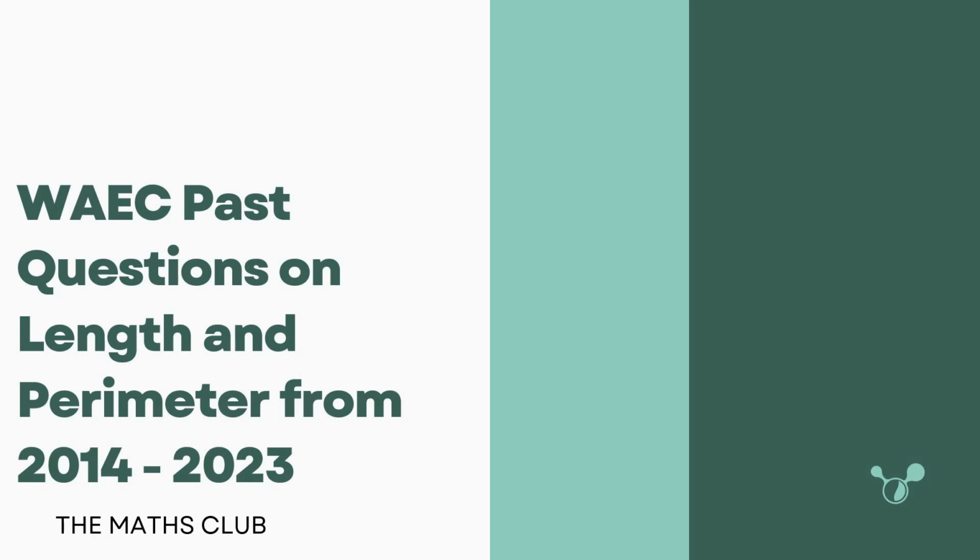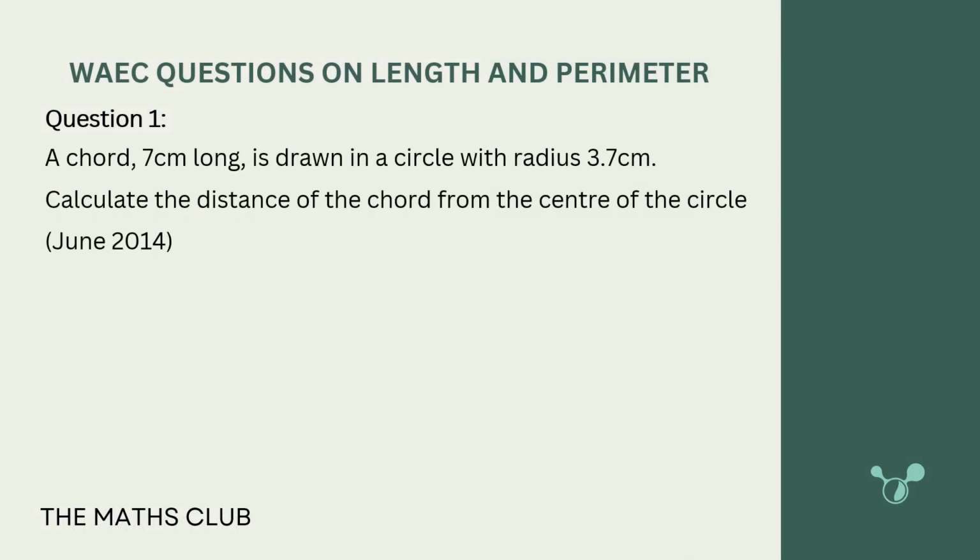Let's get started. First question is taken from June 2014, and it says a chord 7 cm long is drawn in a circle with radius 3.7 cm. Calculate the distance of the chord from the center of the circle. If you've been following any of the videos we've done prior to this, you will be able to solve questions like this. So I will encourage you to pause the video and try it out yourself.